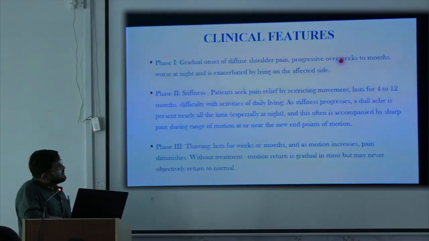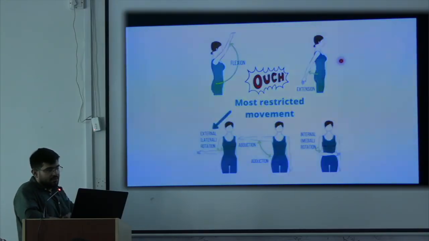So this is phase 1, gradual onset of diffuse shoulder pain. Then phase 2, stiffness. There is a restriction of movement which lasts for 4 to 12 months. And then there is a thawing phase which lasts for weeks to months, and the motion increases, pain diminishes.